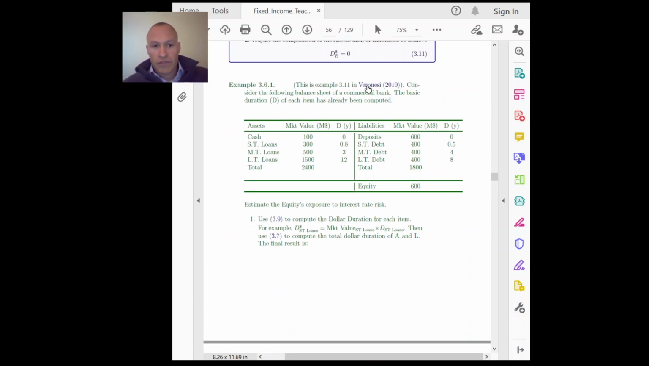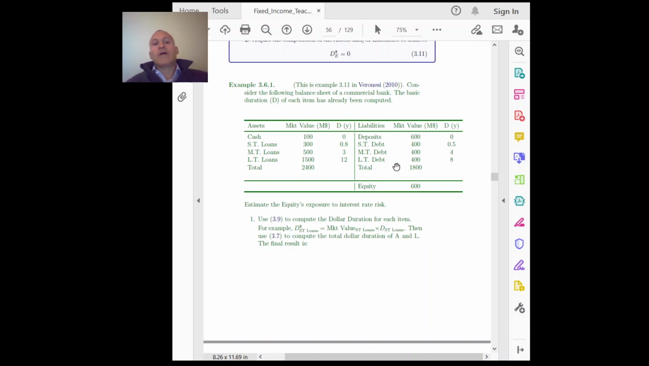Again, this is from the book that we are following. This is a balance sheet of a commercial bank. This is a very stylized, very simple example, but it captures very well this trade-off, this risk that we are describing here. On the assets we have a very simple balance sheet, just 4 lines: cash, short-term loans, medium-term loans, long-term loans. And on the liabilities, again very simply, we just have 4 lines: deposits, short-term debt, medium-term debt, long-term debt.